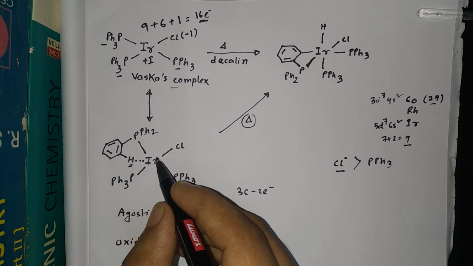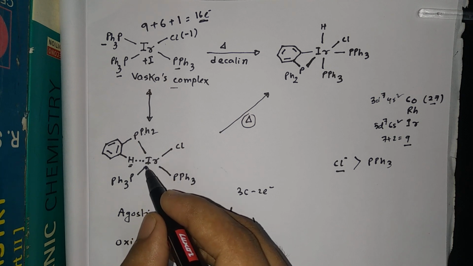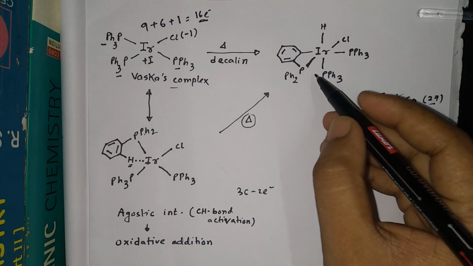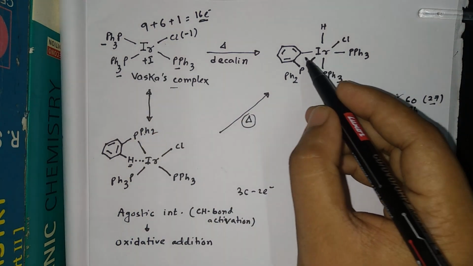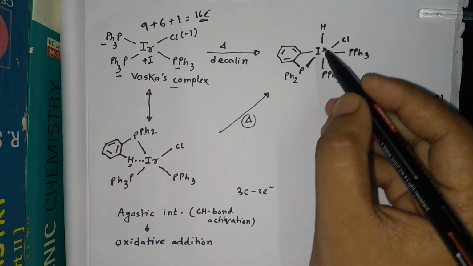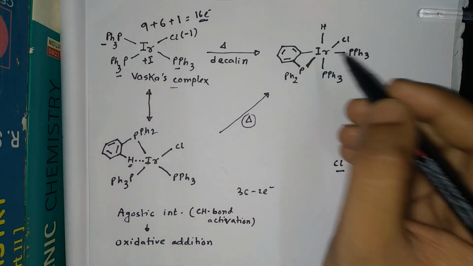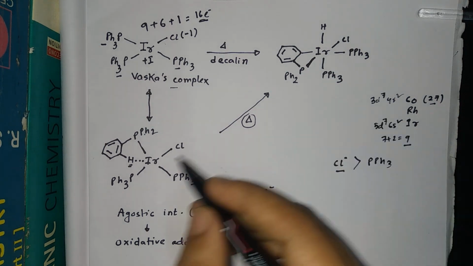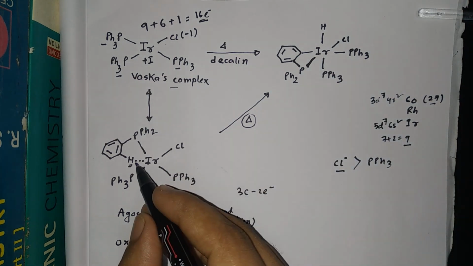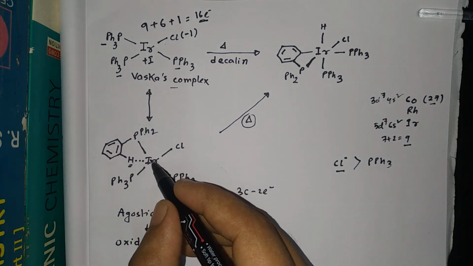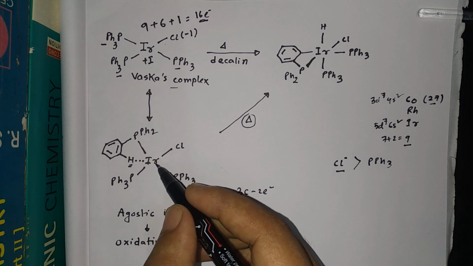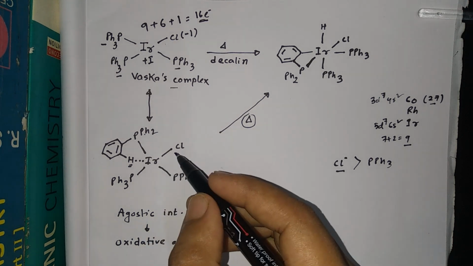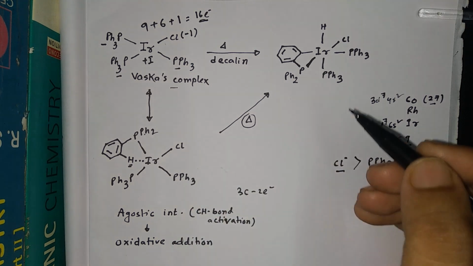So the iridium coordination will increase by 2. Here it was a 4 coordinate system, and now it is a 6 coordinate system. This C has a new bond with iridium, and this is the hydrogen. This is called oxidative addition, because the metal electrons go here, and hence the metal oxidation state increases, and at the same time the coordination number also increases. Therefore it is an oxidative addition.